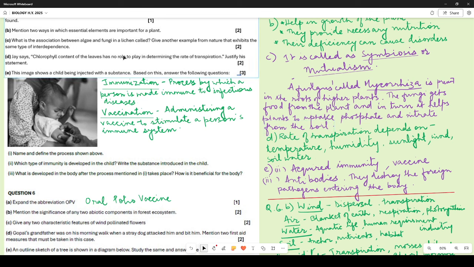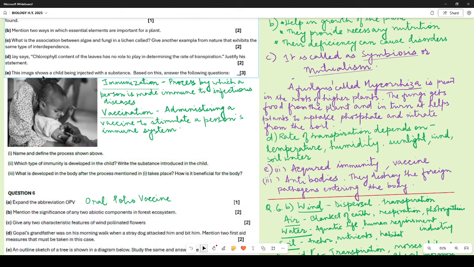Chlorophyll content of leaves has no role to play in determining the rate of transpiration. Justify this statement. Absolutely correct, because the rate of transpiration depends on these factors: temperature, humidity, sunlight, wind, soil, the amount of water present in the soil. It has nothing to do with how much chlorophyll is present in the leaves.